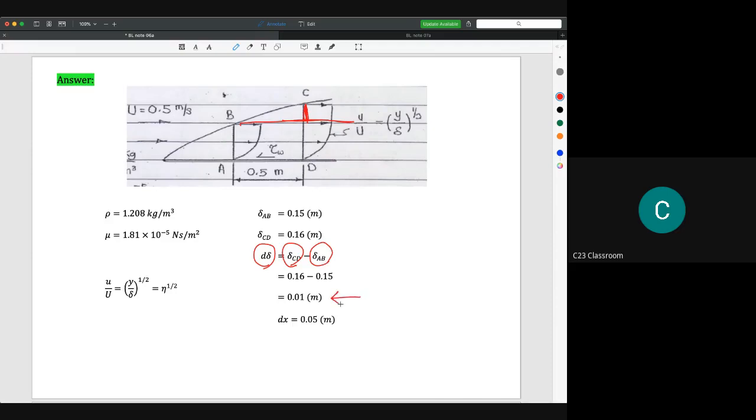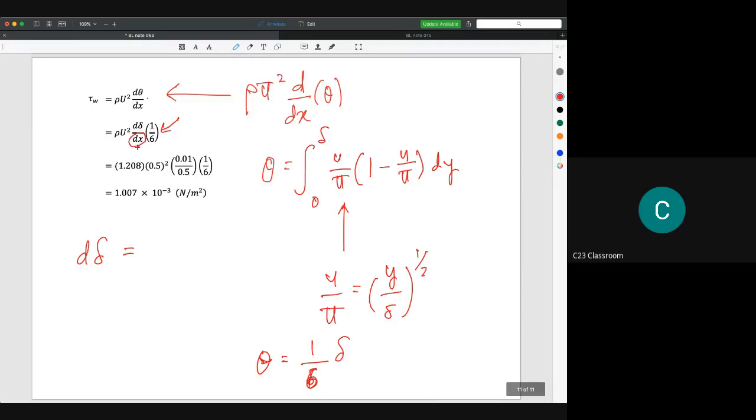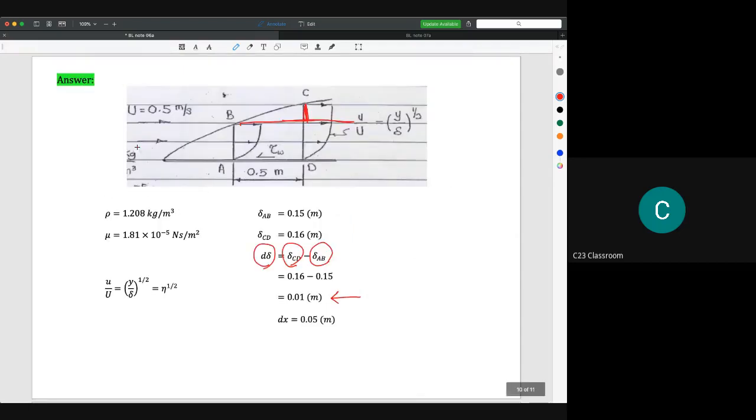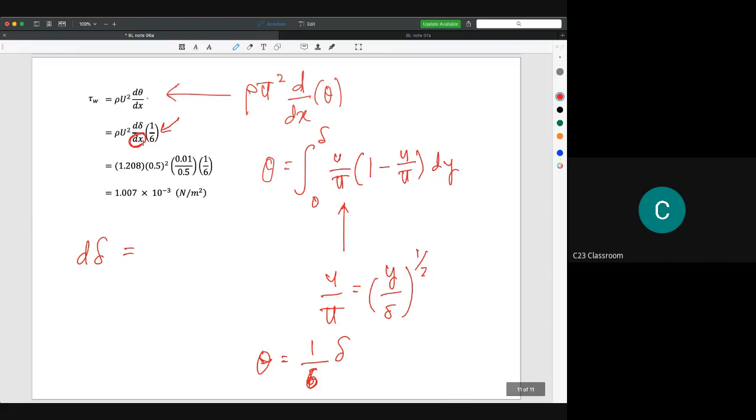And then the x here, actually the distance difference. Because we only want to calculate the shear stress between A and D here, the distance is 0.5, so we could substitute the value of dx here as 0.5. So we calculate all the values here, and we get tau wall for area AD. Tau wall for area AD is equal to 1.007 times 10 to the power of minus 3 newton per meter square.